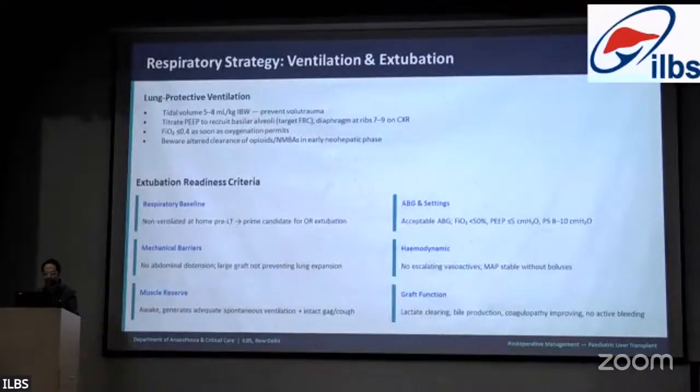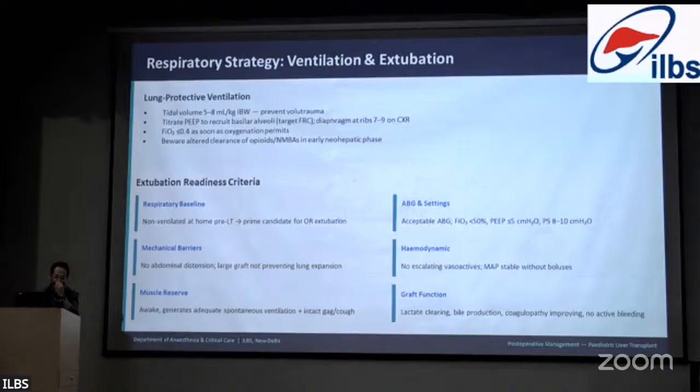So whenever a child comes to the ICU who has not been extubated, a lung protective ventilation strategy should be used. FiO2 as low as possible. We should try to keep a low FiO2 and titrate PEEP to as low a level as possible. And we should assess for extubation readiness from the first postoperative day.